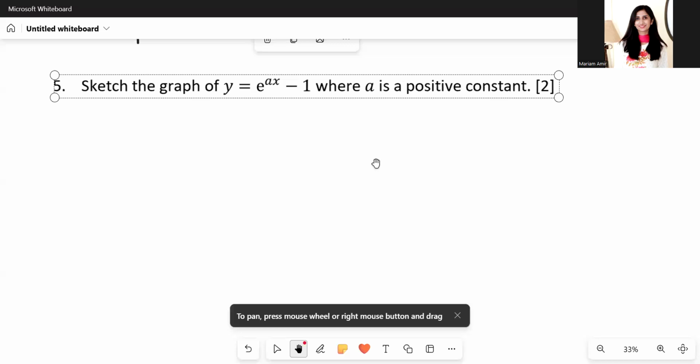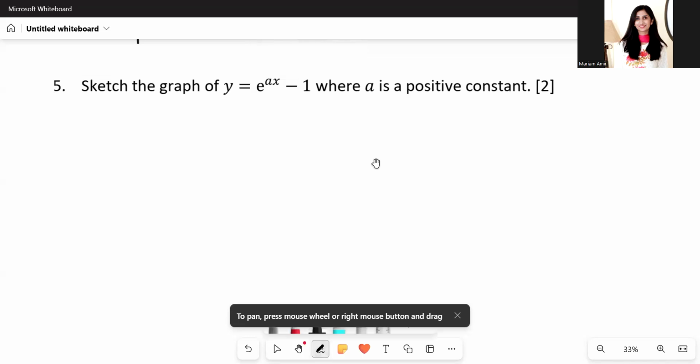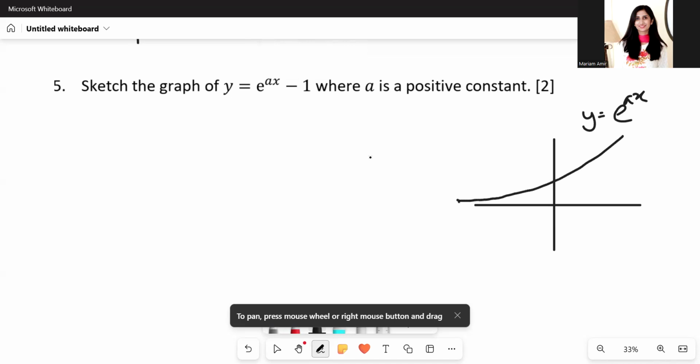Next part is we have to sketch the graph for y equals e power x minus 1. Let's just first sketch the graph for e power x. It's an exponential graph. It goes like this. When x is 0, e power 0 is 1, so the y-intercept is 1. But we have to subtract 1 from it. That means this graph goes 1 unit down.